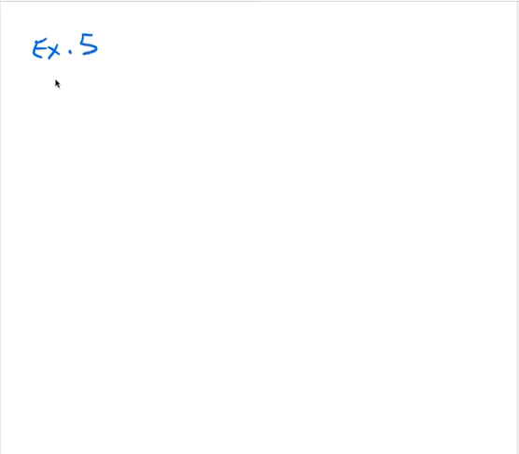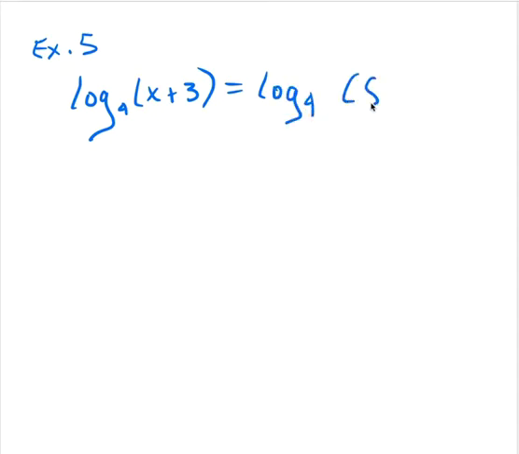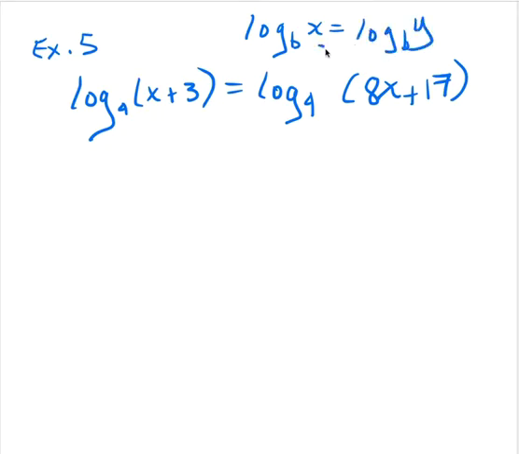It says solve this: log base 4 of x plus 3 equals log base 4 of 8x plus 17. This one's really easy. If you want to pause it and work it, go ahead and do that. Otherwise, remember that if log base b of x equals log base b of y, you can use the one-to-one property and just set the arguments equal to each other.